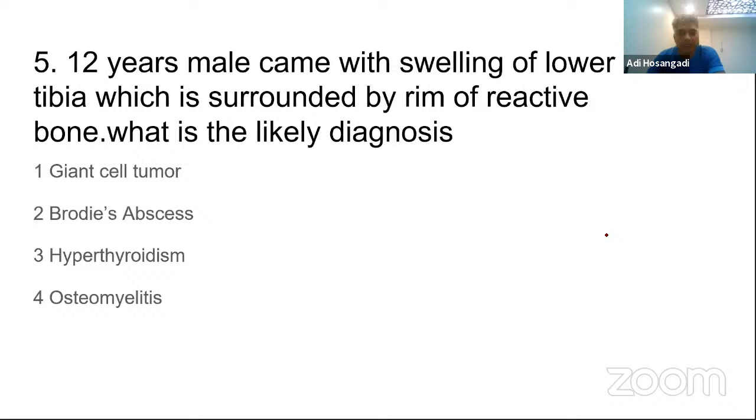A 12-year-old male came with a swelling of the lower end of the tibia, which is a lytic lesion surrounded by a rim of reactive bone. What is the likely diagnosis? So, 12-year-old male, swelling of lower end of tibia, lytic lesion surrounded by a rim of reactive bone. Yes, come on. Osteomyelitis.